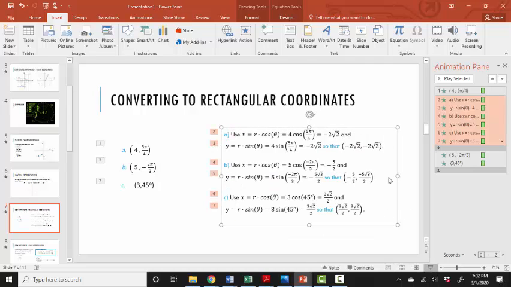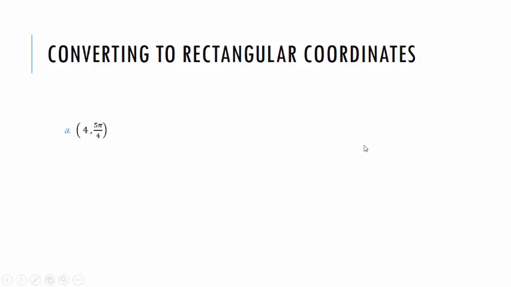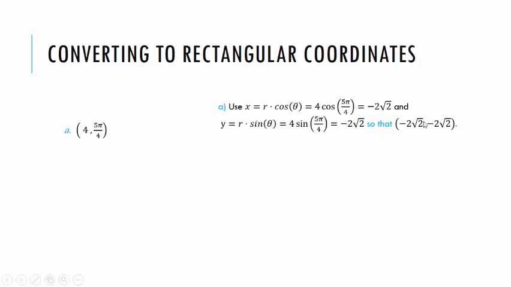Then we get negative 2 square roots of 2, comma, negative 2 square roots of 2. Notice that this point and this point, if you graph them, you want to make sure that they land in the same place. Both of those will land in the third quadrant.